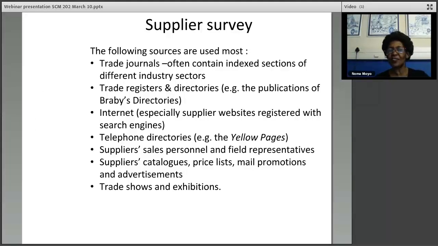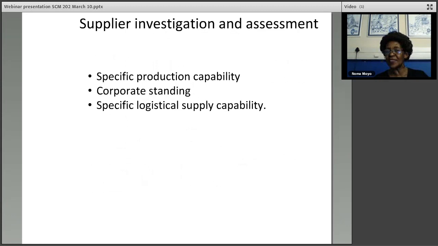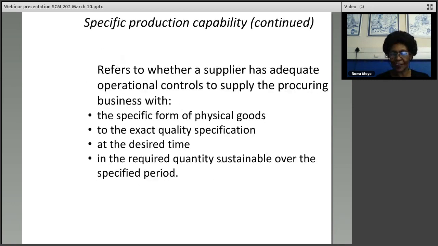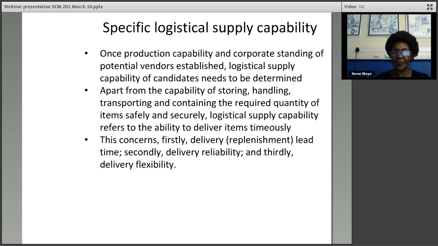It will be trade journals, trade registers and directories, internet, telephone, suppliers' sales personnel and field representatives, suppliers' catalogs, price lists, mail promotions and advertisements, trade shows and exhibitions. Then investigation. You investigate specific production capability and their corporate standing. Then specific logistical supply capability. Those will be the supplier investigation and assessment. You use those to investigate and assess.